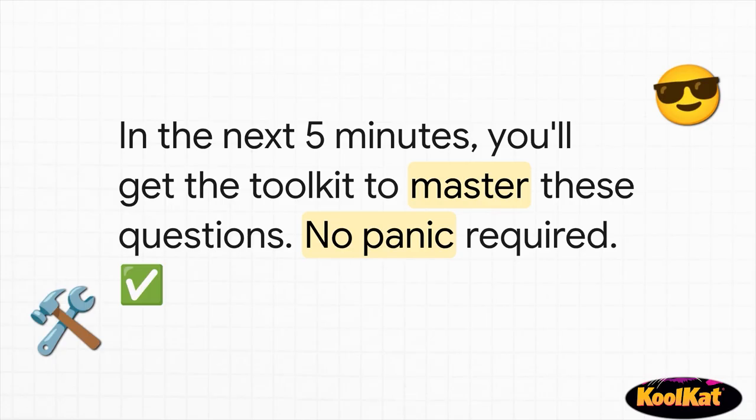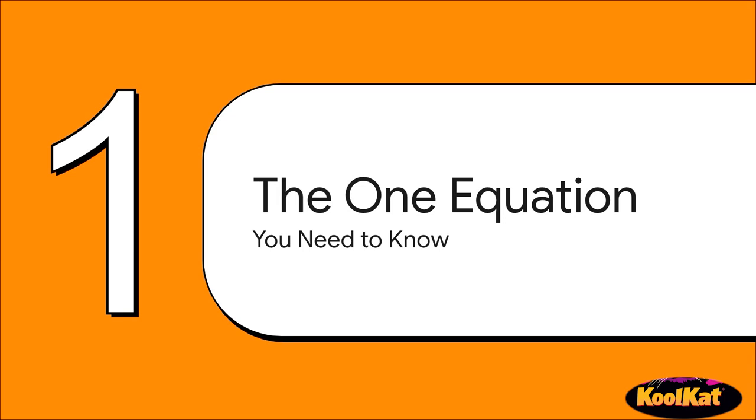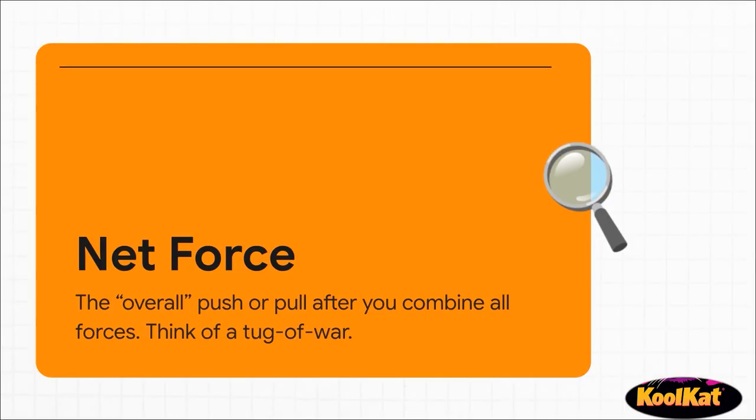So, let's get started. First things first, let's talk about the master key. This is the one thing that unlocks pretty much everything else. It all boils down to one single powerful equation. So, what are we even talking about? A force is literally just a push or a pull. That's it. The really important part is the net force. Think of it as the final score. It's what's left over after you combine all the different pushes and pulls. It's like a game of tug of war. The net force is what tells you which team is actually going to win and move the rope.